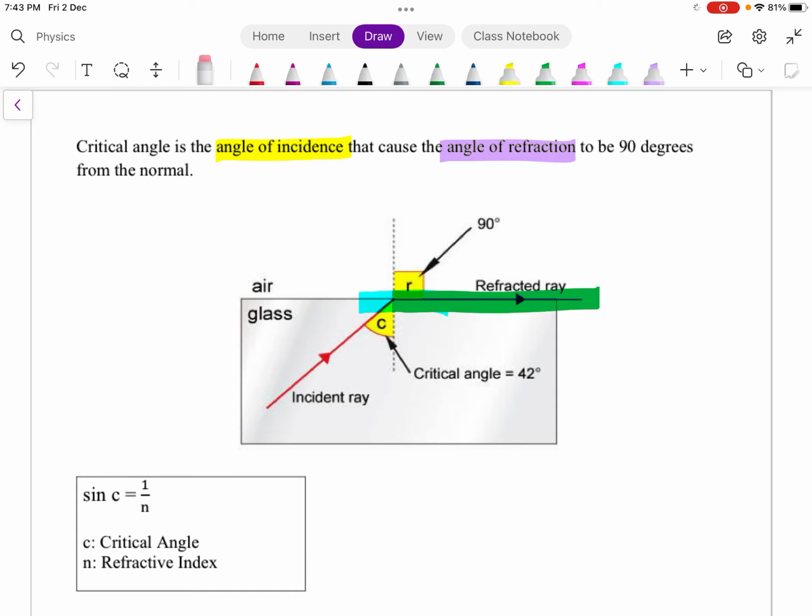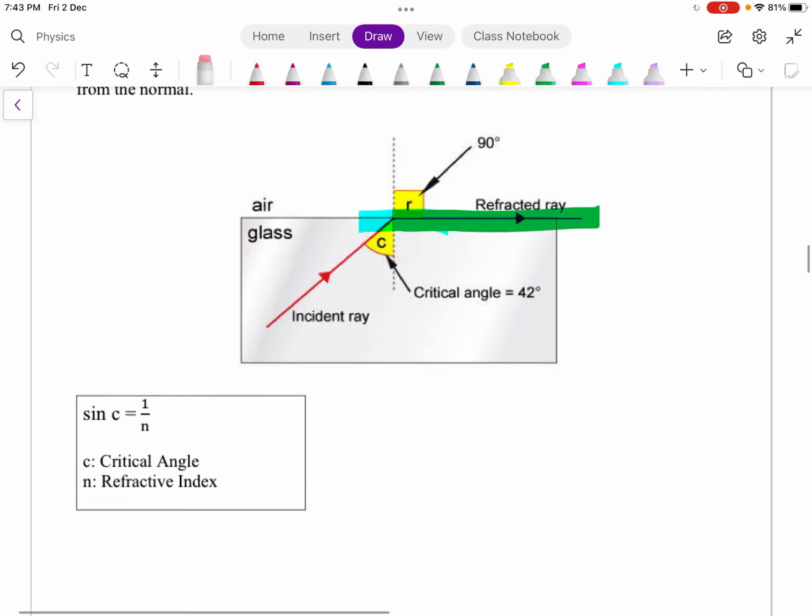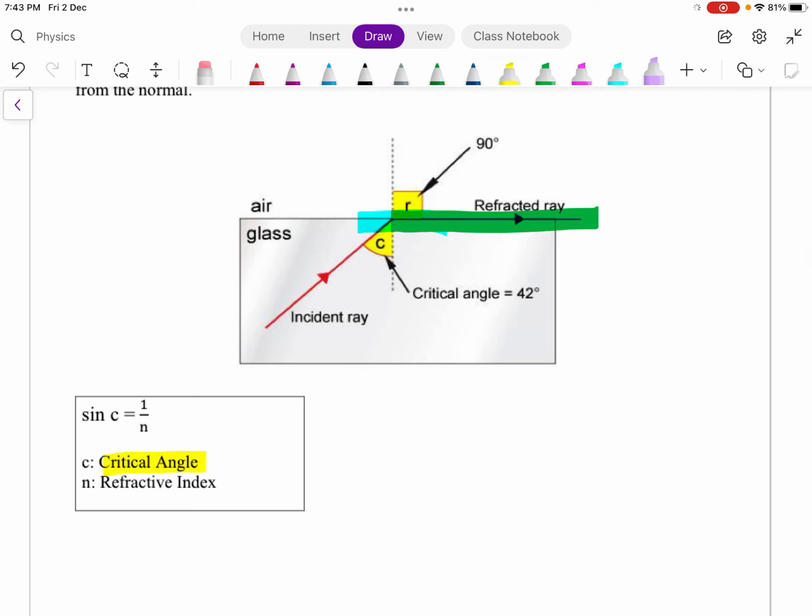So for example, how do we calculate the critical angle? You must use this formula: sine c equals 1 over n. What is c? c is known as your critical angle. Of course, n is your refractive index. So looking at this, how do I calculate the critical angle of glass? For example, I know that my glass has a refractive index of roughly 1.50.